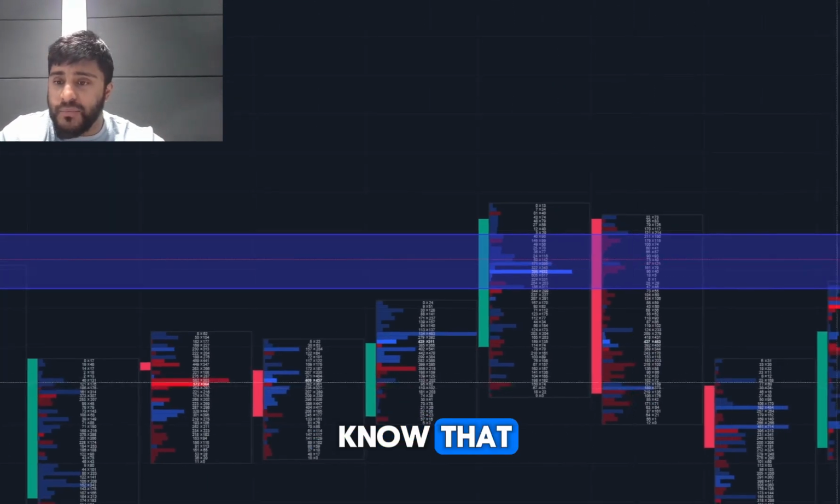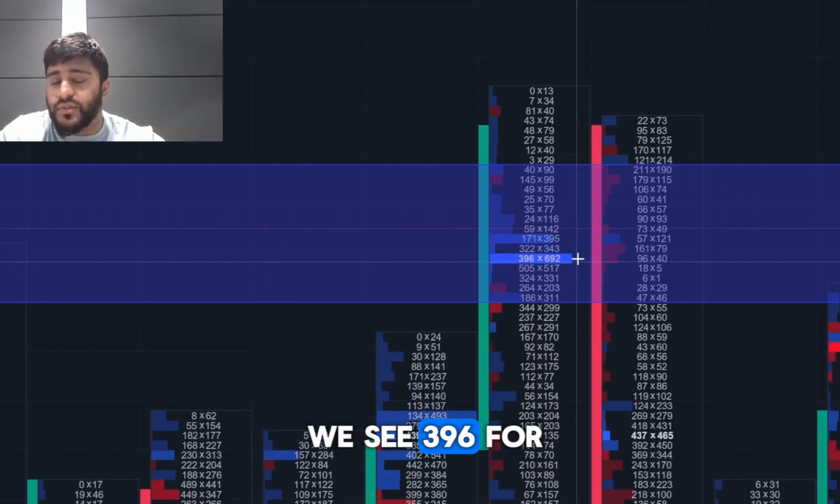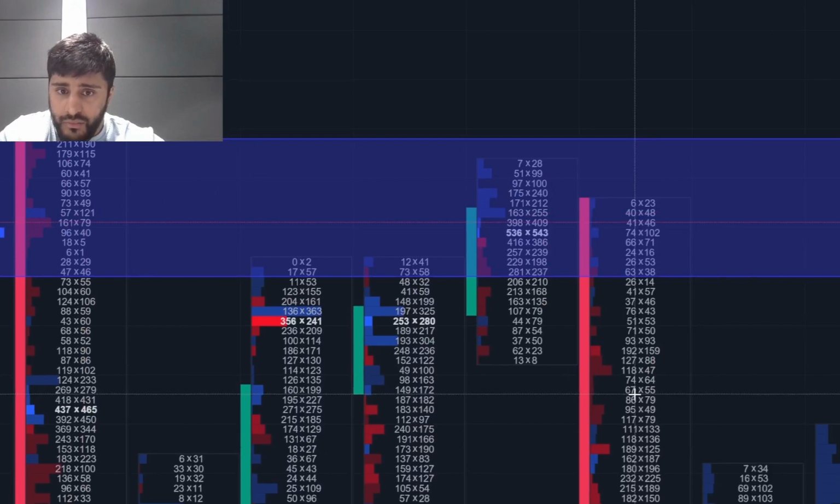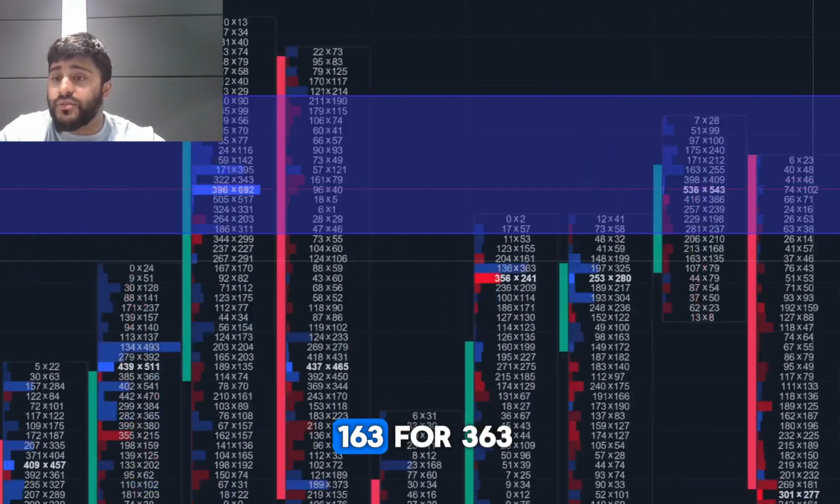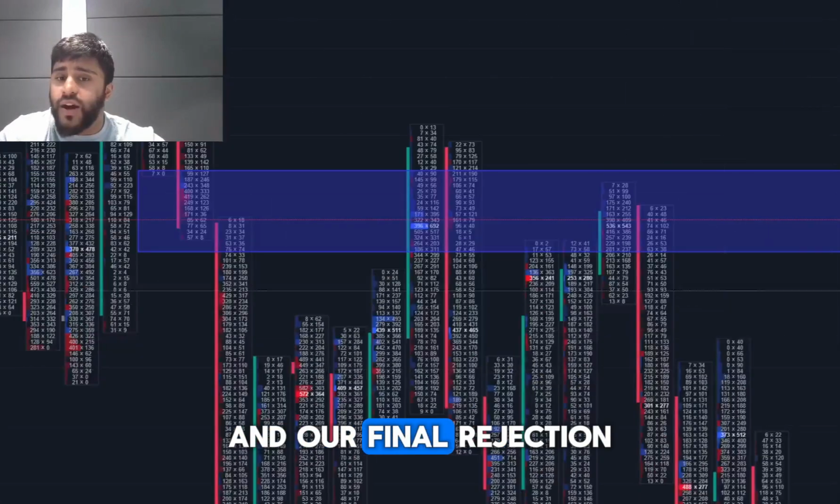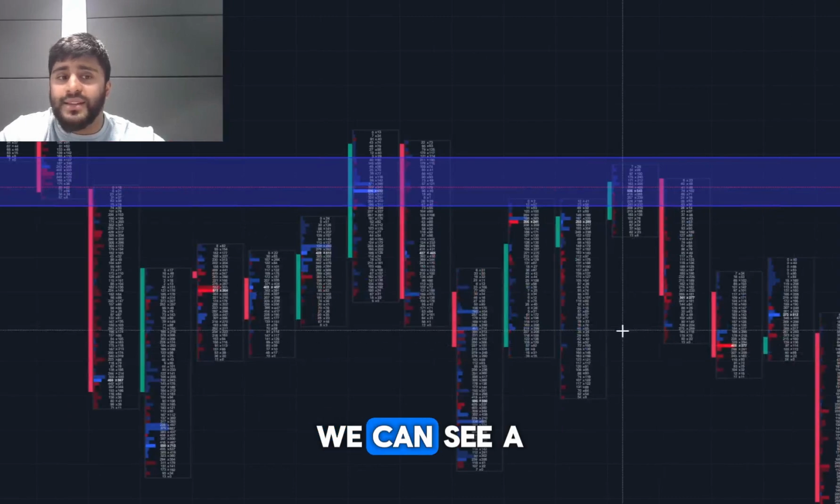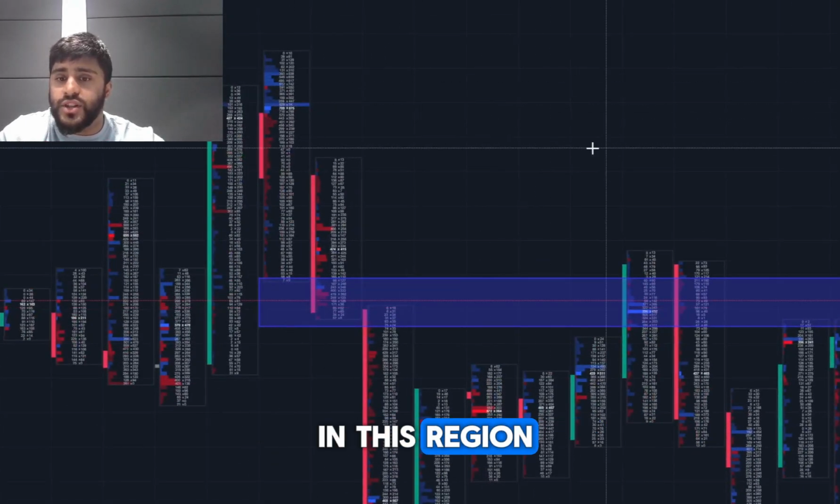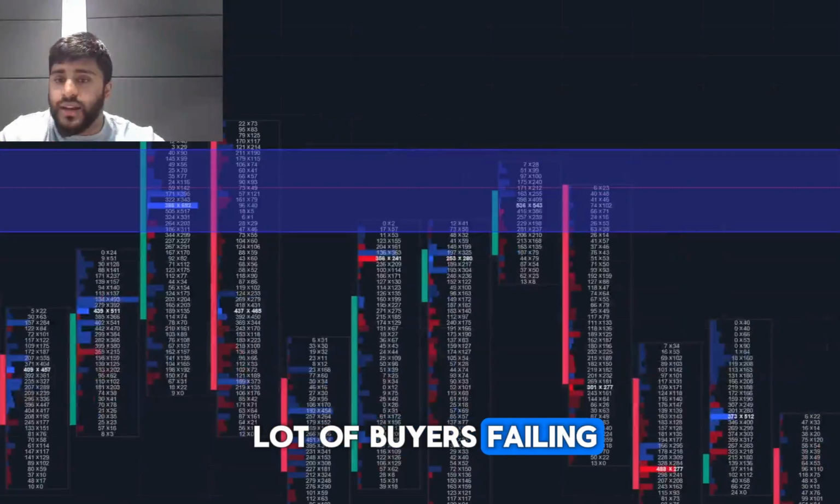And the reason we know that is because if we look at some of the numbers we see over here, we see 396 for 629. We also see a bunch of zeros over here. We see 163 for 363, and our final rejection over here before the market melted down. So what we can see is a lot of buyers failing in this region. We also see a lot of buyers failing in this region, right?